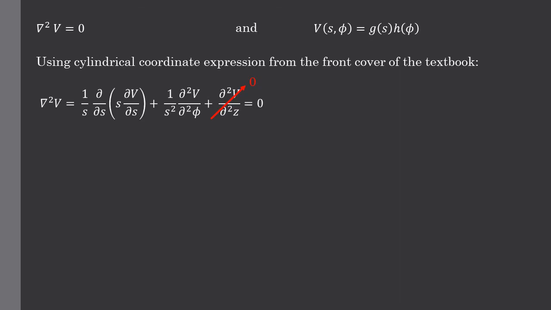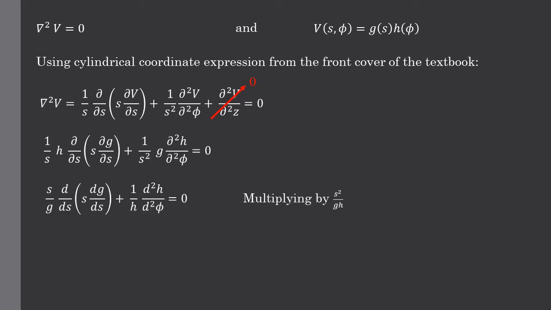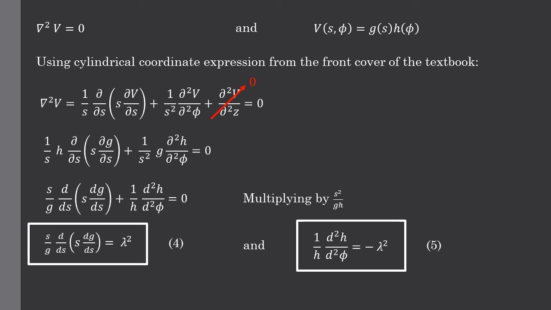So using cylindrical coordinates to write del squared V, we can go ahead and just plug in G of s times H of phi and write it out, pulling out the term that does not depend on phi and on s respectively. And then we can multiply by s squared over GH, and this separates the terms into the G and the H effectively. And now that we have it separated, we can write it in terms of two separate equations.